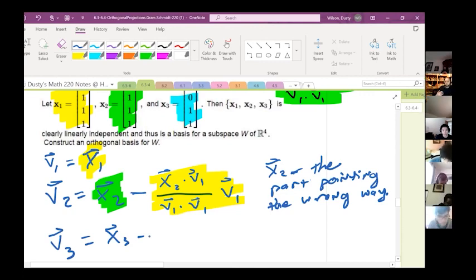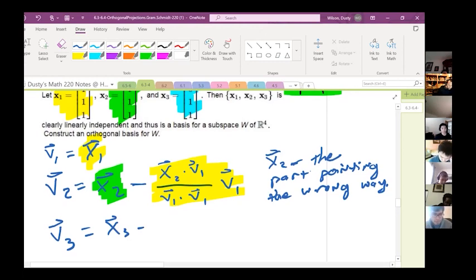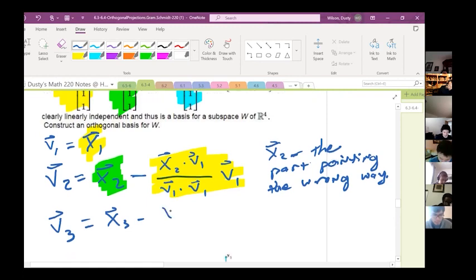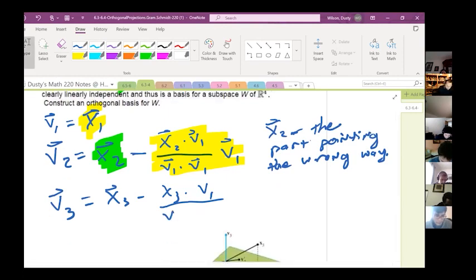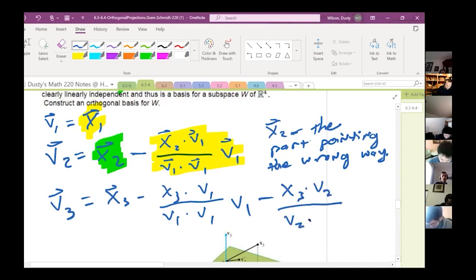Well, now there's 2 directions that could be wrong. It could be wrong in the V1 direction. It could be wrong in the V2 direction. And so we're going to subtract out X3 dot V1 over V1 dot V1 times V1. And we're going to subtract out X3 dot V2 over V2 dot V2, times V2.